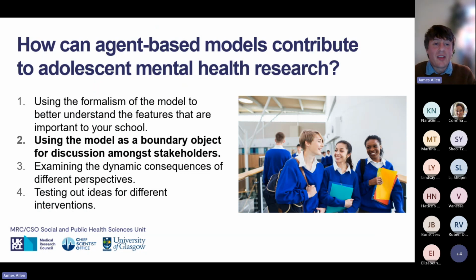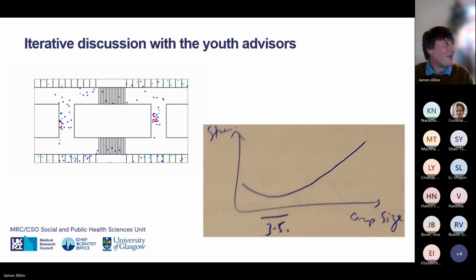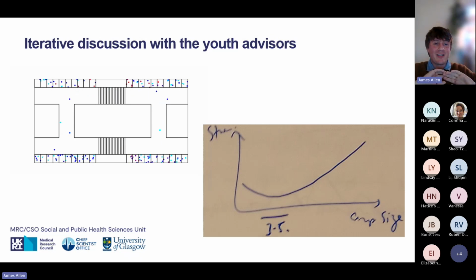So the second way that agent-based models can contribute to mental health research is that we can use this model as a boundary object. Like I say, we can use it for discussion among stakeholders. I just want to give some examples of this. It's important to say that this model is freely available. It's on GitHub. There was a website earlier, and I'll put that website up again. But essentially, even just having this little picture of dots moving around a school and being more or less stressed is kind of enough to begin to talk about dynamics.